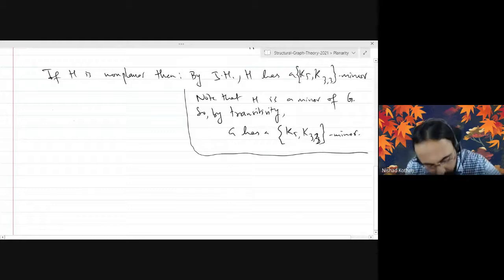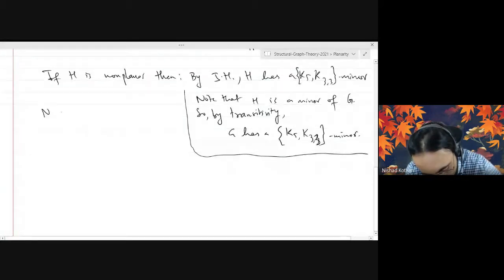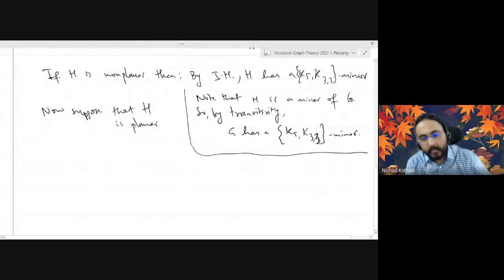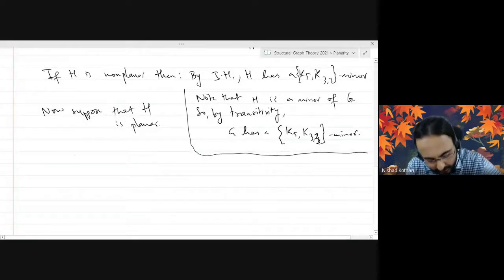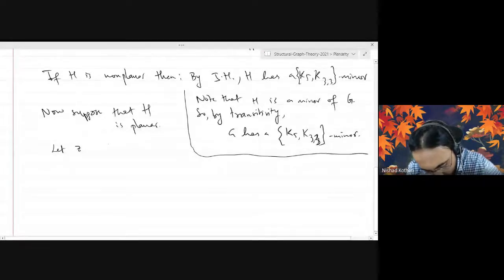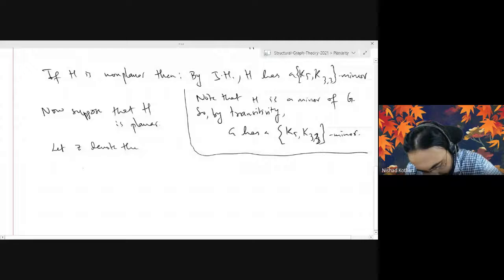So we may assume, so now suppose that H is planar. Okay, and let Z denote the contraction vertex.